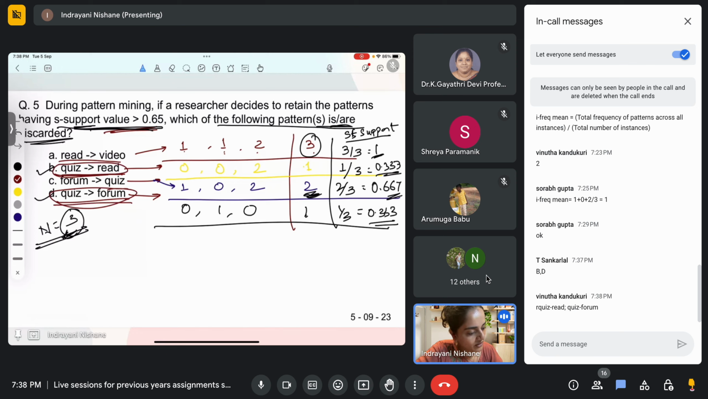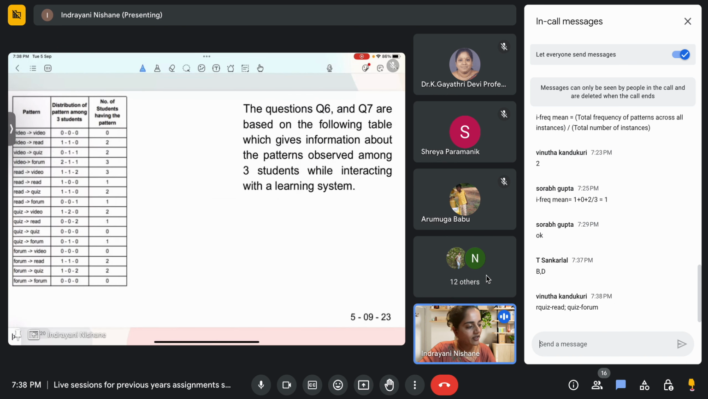Because their S support value is 0.33 and 0.33. Okay. Moving on to the next question.